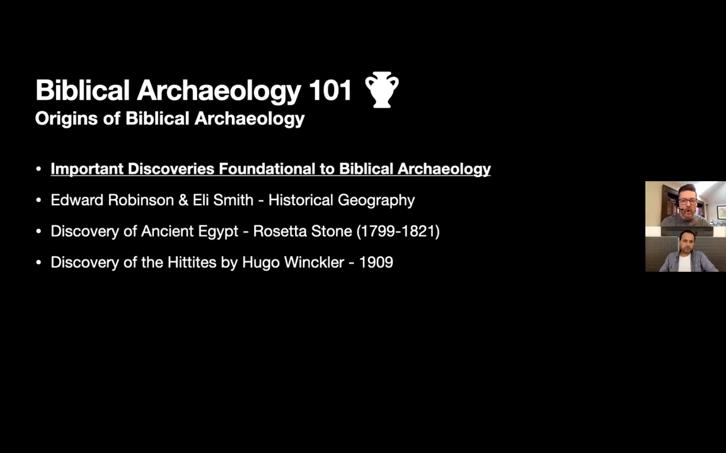Another very important discovery in the history of biblical archaeology was actually discovered by a German archaeologist by the name of Hugo Winkler. Otro gran descubrimiento para la arqueología bíblica es un descubrimiento hecho por un, you said German, right? Yes. Por un alemán llamado Hugo Winkler. That's right. He discovered the Hittites and the Hittite capital in 1909 in Turkey. Él descubrió a los hititas y la capital de los hititas en 1909 en Turquía. Y quiero mencionar que la piedra de Rosetta fue descubierta por Napoleón Bonaparte.